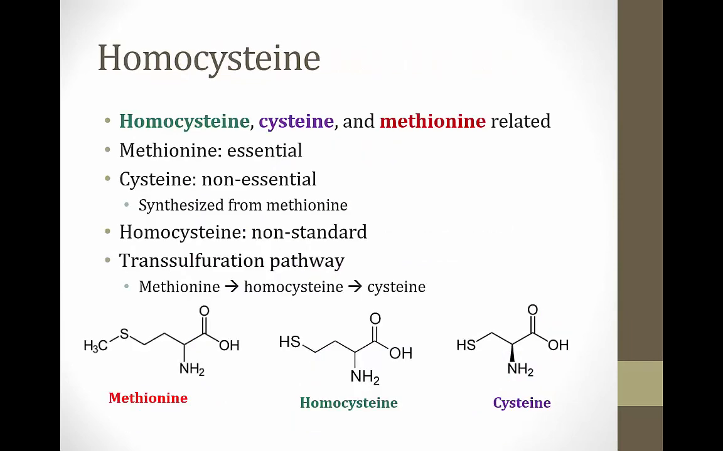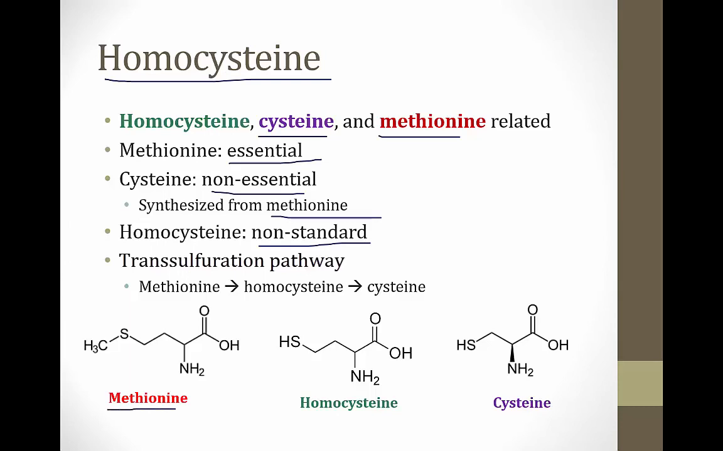Now let's talk about the amino acid homocysteine. Homocysteine is a non-standard amino acid. This means it is not coded for by our genome. However, it is closely related to two standard amino acids, cysteine and methionine. Methionine is an essential amino acid, but cysteine is non-essential because it can be derived from methionine. If you look at the bottom of the screen here, you can see the chemical structure of these three amino acids, and you can see that they are very similar.